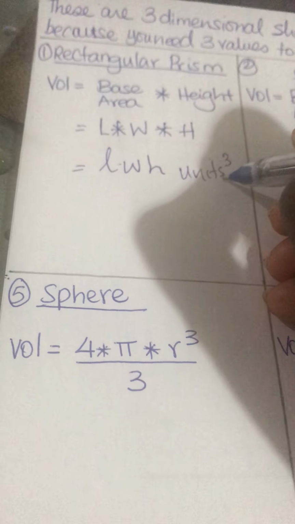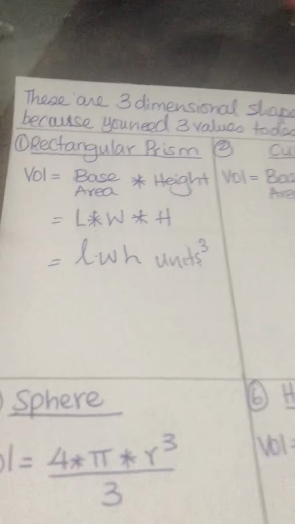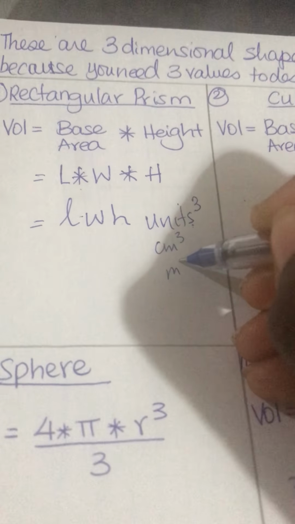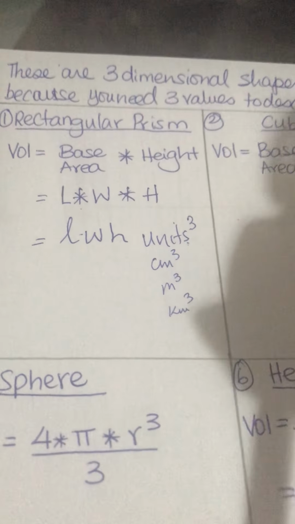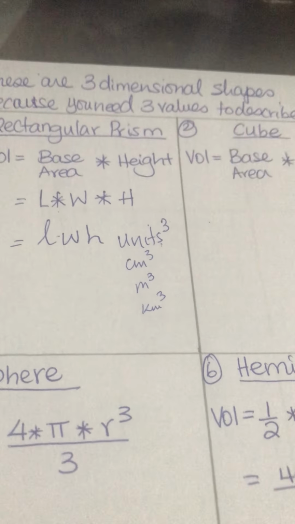So if you don't put cubed, you'll be in trouble. So it will be either centimeters cubed, or meters cubed, or kilometers cubed, depending on the question. And if the question didn't give you units, you will write the word units cubed.